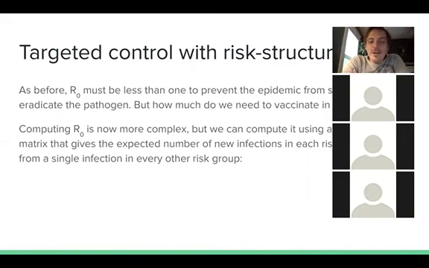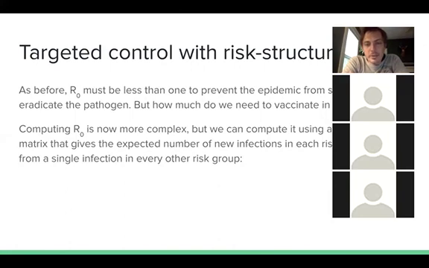So our overall goal now is to, again, get R naught below 1, but the question becomes much more interesting because we can now ask, well, what proportion of the high and the low risk population do we need to vaccinate in order for R naught to go below 1? So computing R naught becomes a little bit more complex in this type of situation, because now we have multiple different risk groups or different host subpopulations.